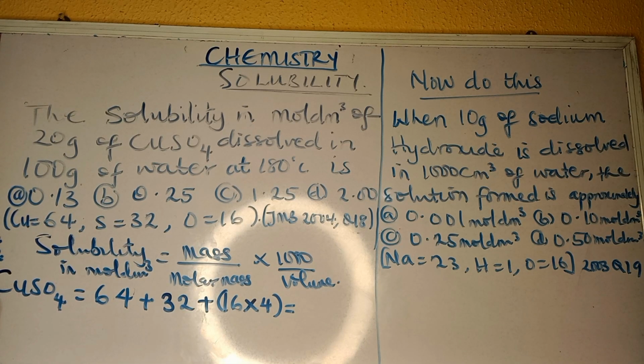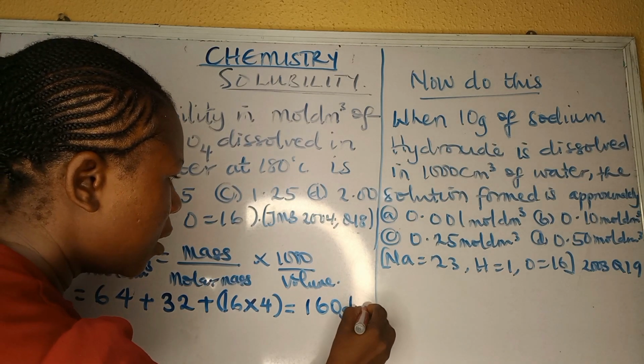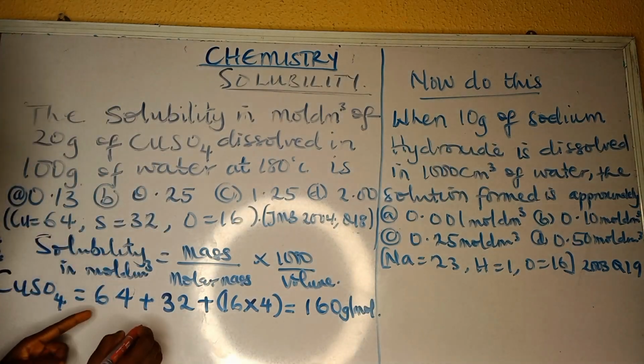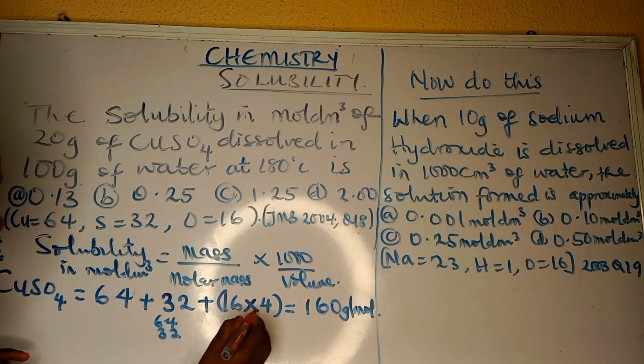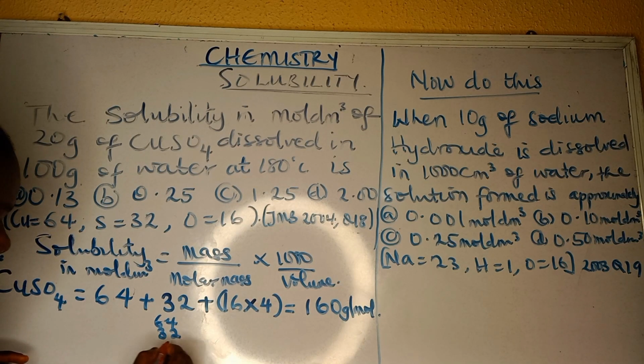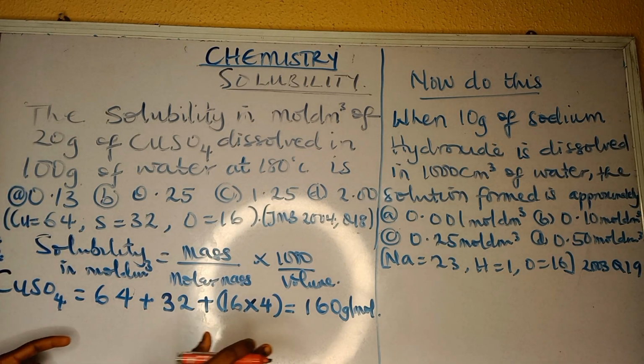So we have 160 gram per mole. Let's verify this calculation properly. 16 times 4 is 64. So 64 plus 32 plus 64, that is 160 gram per mole.